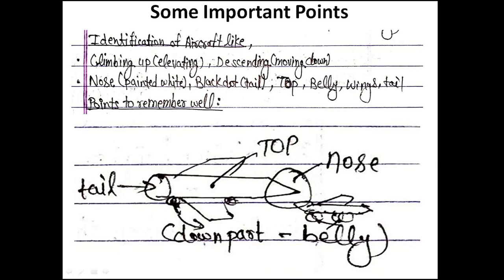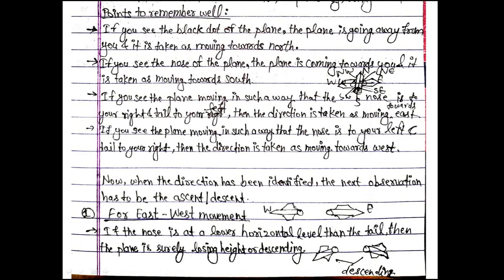Points to remember well. If you see the black dot of the plane going away from you, it is taken as moving towards north. I have already explained this in the magnetic compass session.